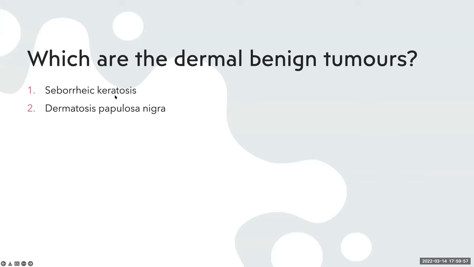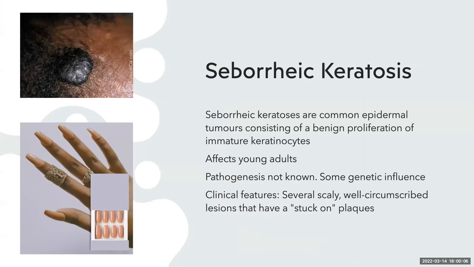So you have seborrheic keratosis, and then you have dermatosis papulosa nigra. Today's class, I'm talking a lot, by the way, because I'm assuming most of these things are either foreign or new information. But anyone can stop me if I'm going too fast. Okay. So the first one is this one.